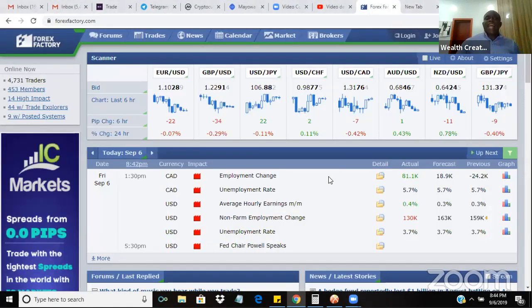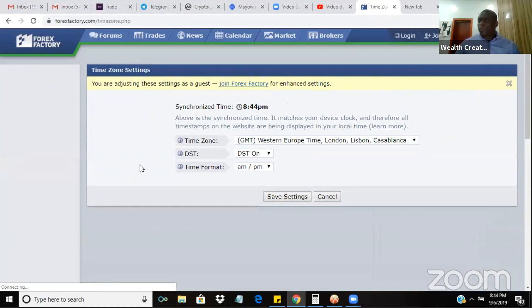Now, let's first understand the Forex factory before I go into the second one. Now, the Forex Factory has this. Once you come to this website, you need to update it to your own location, date and server. So every one of us, you click on your time. You click on time.